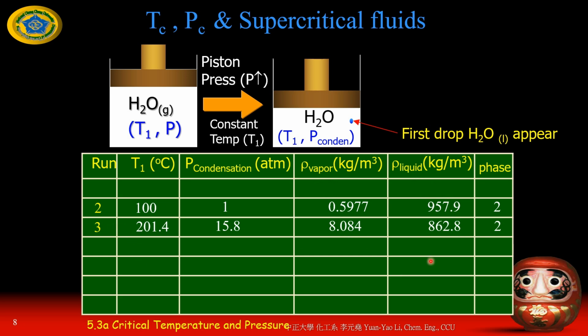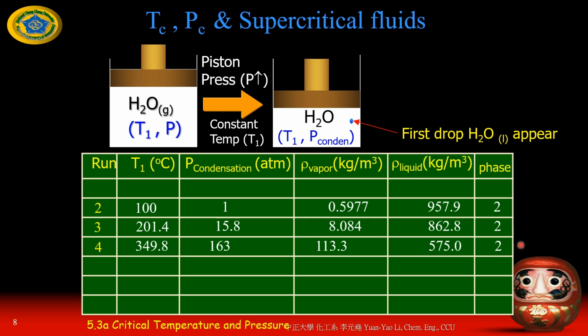What happens if you do round 4? If you increase the temperature again, 3 times, from 100 to 340 or 350, the pressure increases dramatically from 15 to 163. And then again, the density of vapor increases, the density of liquid decreases, and it becomes 2 phases.